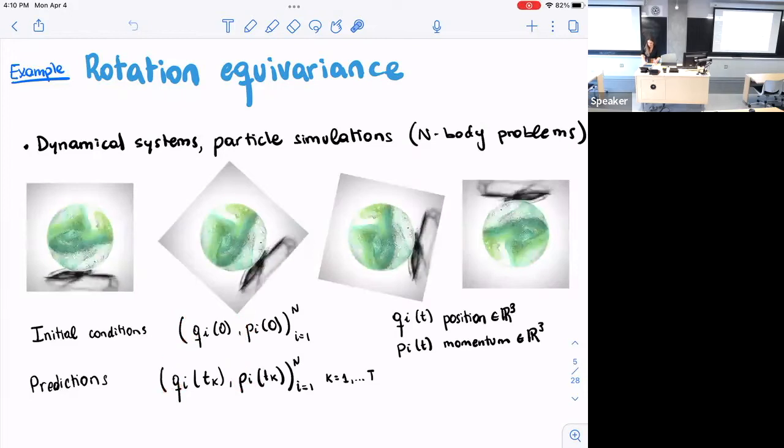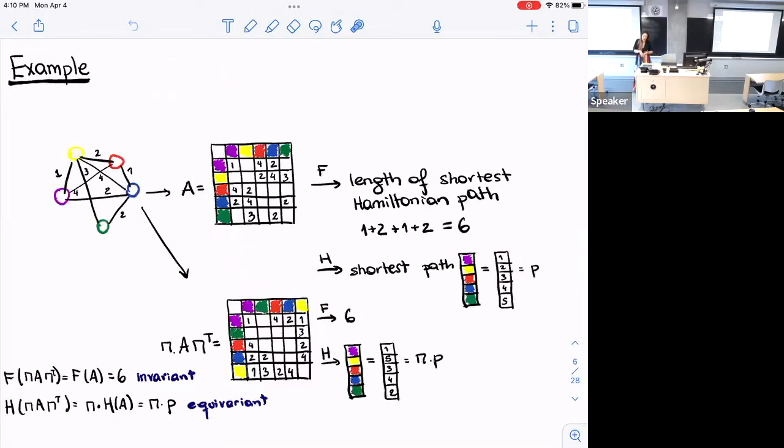Another example with a different action is if I have this graph. I can represent this graph with this adjacency matrix, but I can also represent it with the adjacency matrix interchanging the order of the third and the fifth node, and that's the same graph.